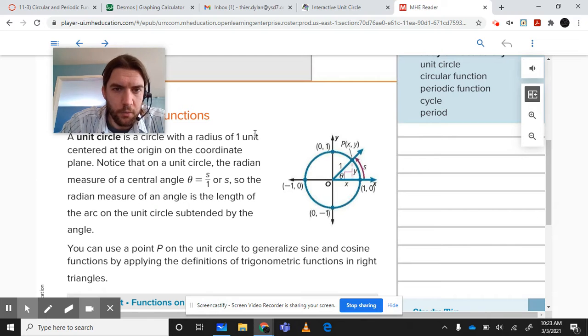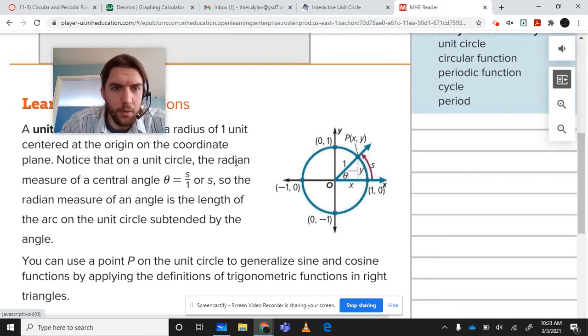The unit circle has a radius of 1 unit and is centered at the origin on the coordinate plane. So the center of the circle is at the origin. Notice that on the unit circle, the radian measure of the central angle equals s over 1. Okay, so let's break that down a little bit. The radian measure of the central angle. First of all, they're saying for the unit circle, we typically want to do it in radians.